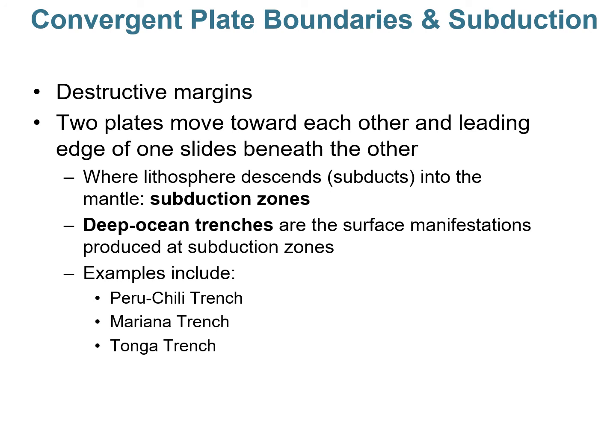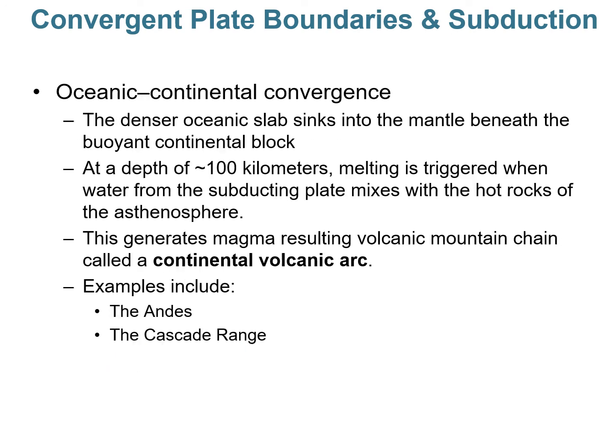Okay, so subduction zones are areas where lithosphere descends into the mantle. And when this occurs, that creates deep ocean trenches. And deep ocean trenches are arc-shaped, sometimes linear-shaped, deep gashes on the ocean floor, and they're the deepest parts of our oceans. Here are some examples: the Peru-Chile Trench, the Marianas Trench, which is the deepest part of the ocean floor in the world, and the Tonga Trench, okay, in the Southwest Pacific.